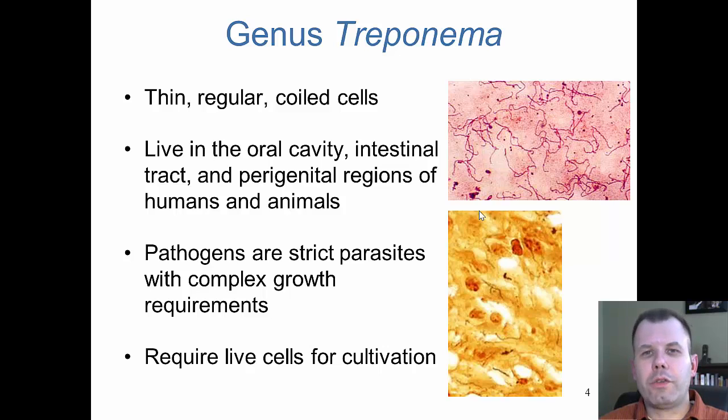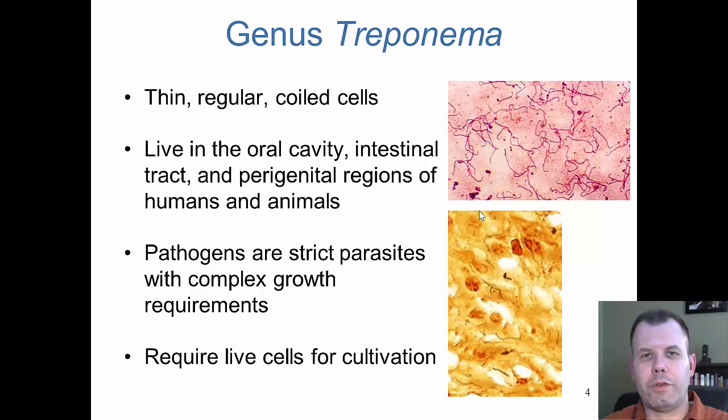They are strict parasites that require complex growth mediums, and they require live cells for cultivation, so these are real tough. They're actually kind of in between what you would think of as bacteria and a virus, because they really need a human host in order to survive. They don't grow well on plates. They don't grow well outside of culture. You need cell cultures, and that's some of the same requirements that you see with viruses.